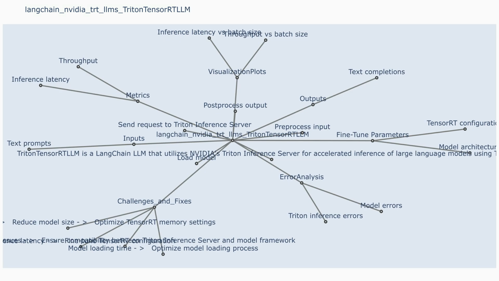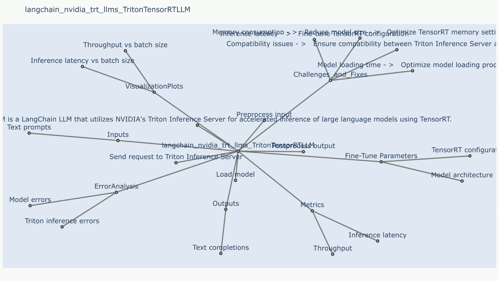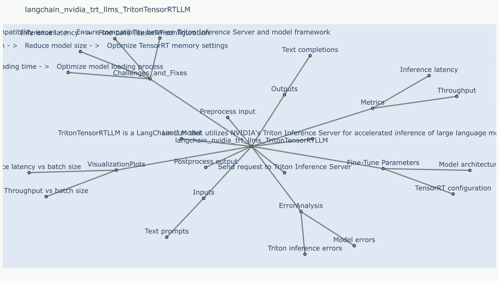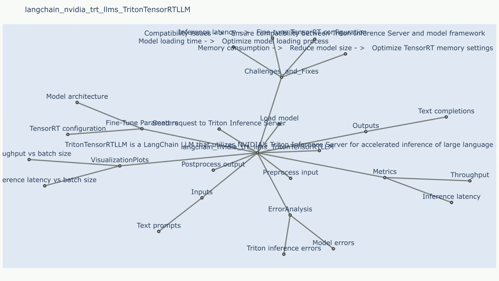Langchain NVidia TRT LLMs Triton TensorRT LLM. Description: Triton TensorRT LLM is a Langchain integration with NVIDIA Triton Inference Server, designed for deploying and serving large language models (LLMs) using NVIDIA TensorRT. This approach optimizes inference speed and efficiency by leveraging TensorRT's capabilities to accelerate deep learning models on NVIDIA GPUs.